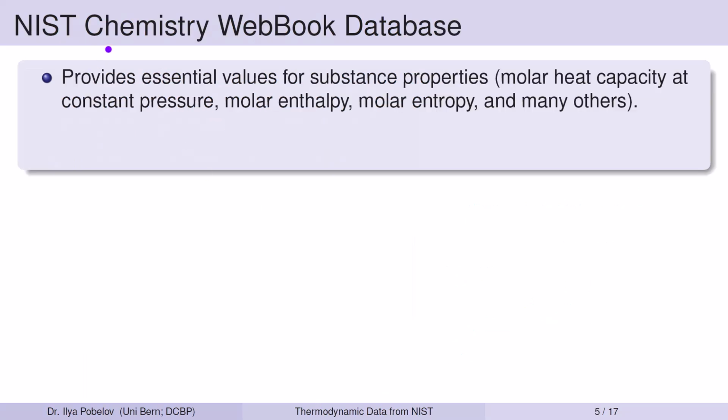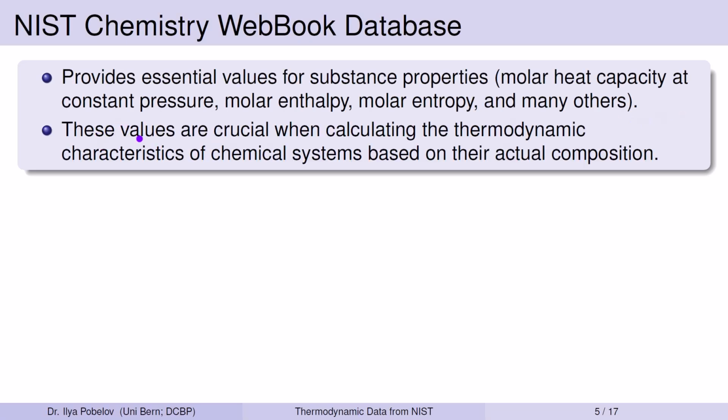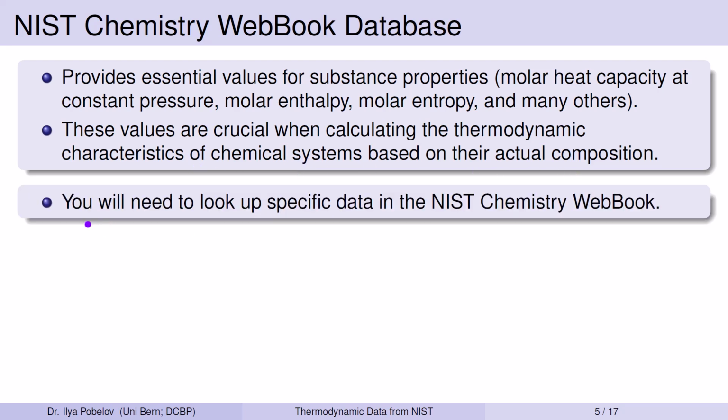The NIST Chemistry Webbook database provides essential values for various substance properties, including molar heat capacity at constant pressure, molar enthalpy, molar entropy, and many others. These values are crucial when calculating the thermodynamic characteristics of chemical systems based on their actual composition. In many of our course exercises, you will need to look up specific data in the NIST Chemistry Webbook.